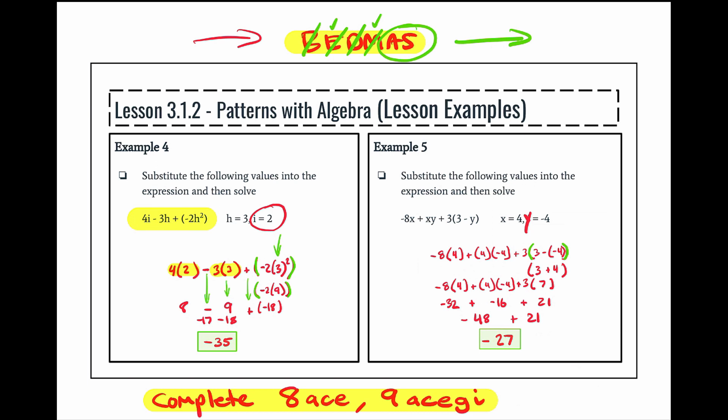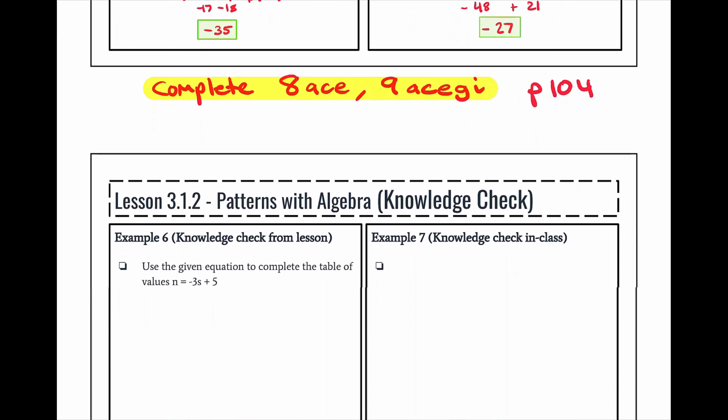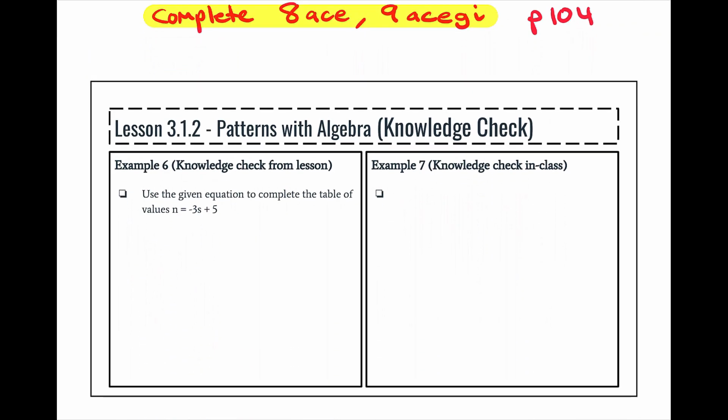Okay, now you should be able to complete question 8, a, c, and e, and 9, a, c, e, g, and i, and those are on page 104. And you are now responsible for finishing this one on your own, and then you will submit your notes and your work to me, and in class we will complete a question right here.